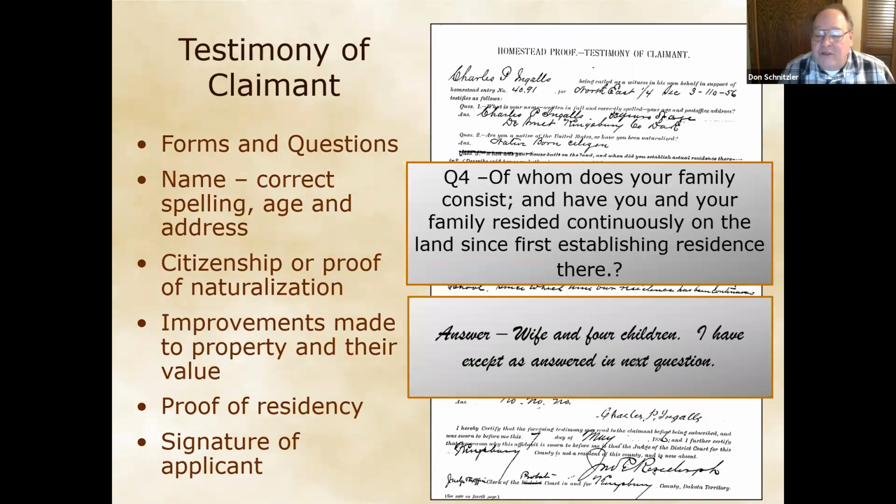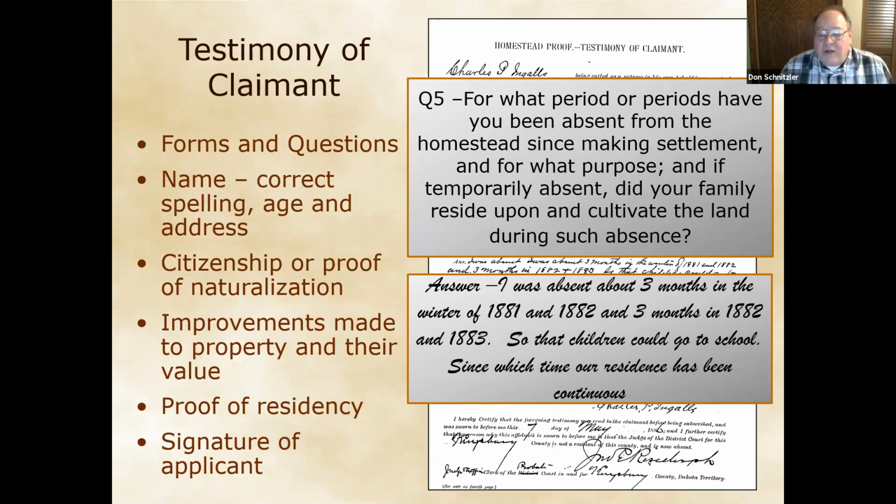Fourth question was, of whom does your family consist, and have you or your family resided continuously on this land since first establishing residence there? Mr. Ingalls answers that his wife and 4 children is the size of the family, and I have, except as answered in the next question. It's really important that people maintain their residencies, so they always explain the time when they were away. They asked when were you absent, and Mr. Ingalls answers, I was absent for about 3 months in the winter of 1881 and 1882, and 3 months for the winter of 82 and 83, so that the children could go to school, since which time the residence has been continuous.